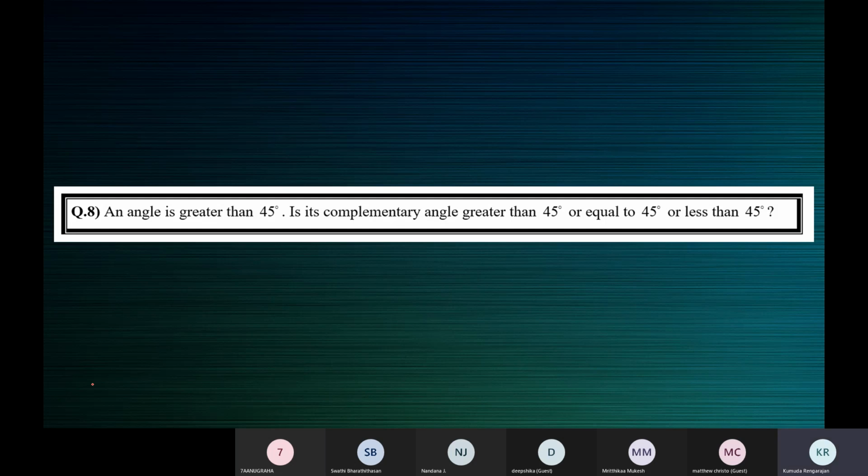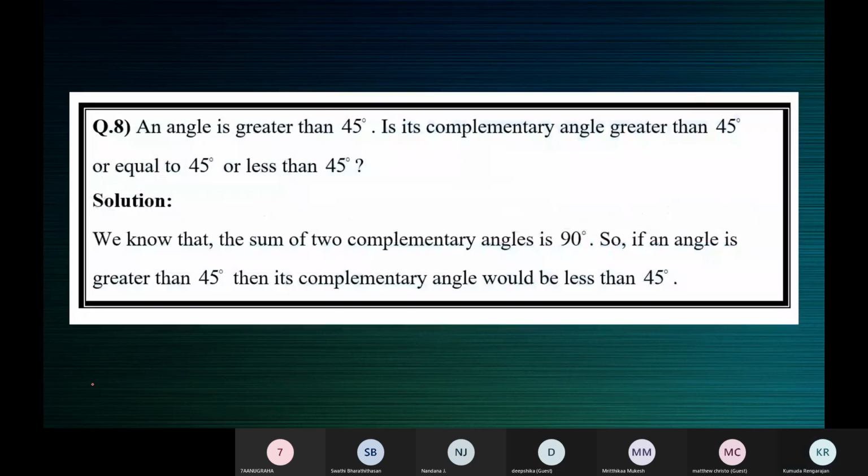Children, for such questions, take an example and check. An angle is greater than 45 degrees, so let's take 46. We have to find the complement. The complement of 46 is 44. Now 44 is less than 45. So the complementary angle will be less than 45 degrees.